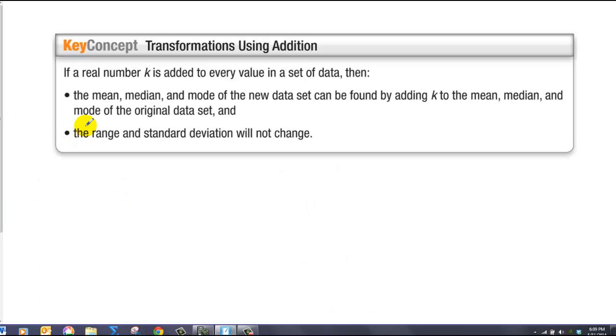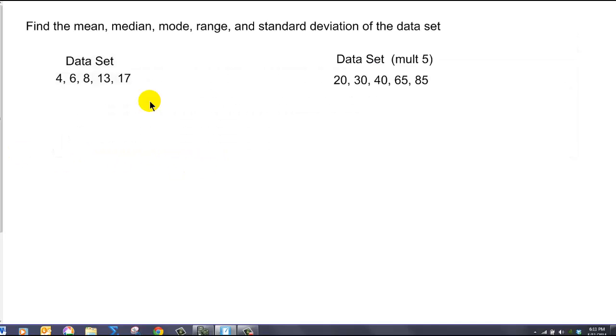In essence, if we have a transformation of an addition, in other words, we add a number to every value in the data set, the mean, median, and mode of the new data set can be found by adding whatever k value we add to each portion of the set of data, but the range and the standard deviation won't change. So next what we're going to do is find the mean, median, mode, range, and standard deviation for this data set here, which is the same as the last.